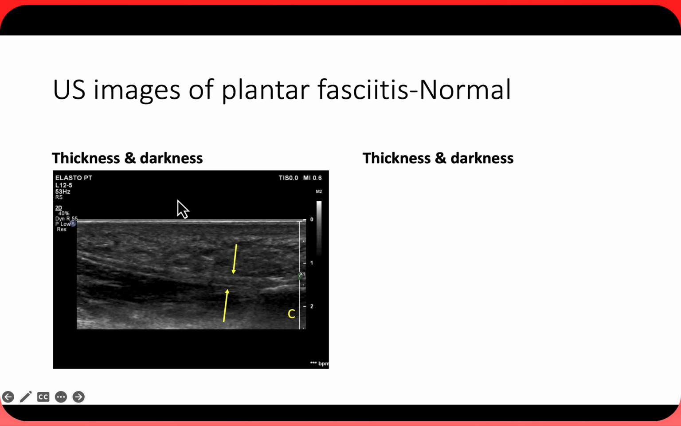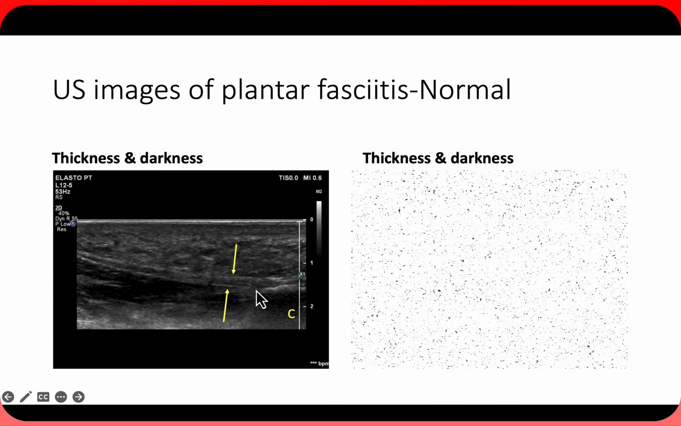Then we look at the imaging. This is a normal imaging of a plantar fascia. Here's the outline on ultrasound. This is the outline of the calcaneus here. This is the flexor digitorum brevis here, and then we can see the outline of the plantar fascia just superficial to the muscles. And then this is fat.